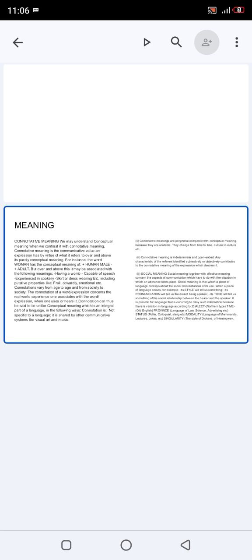Social meaning together with affective meaning concerns the aspects of communication which have to do with the situation in which an utterance takes place.